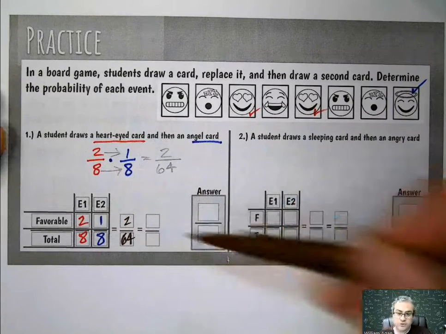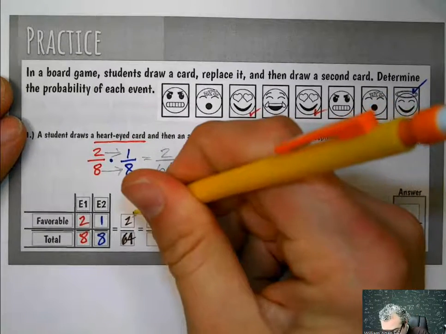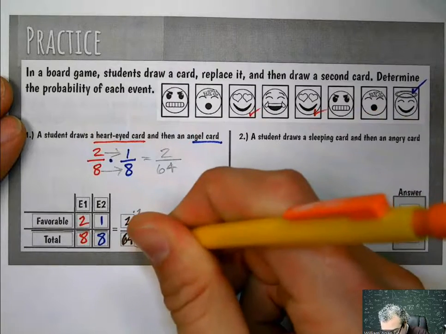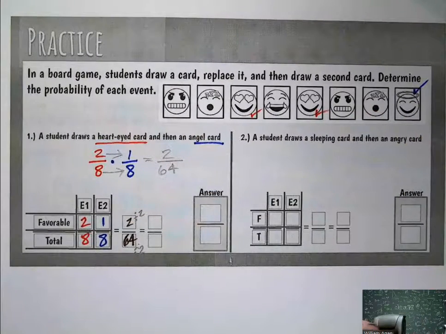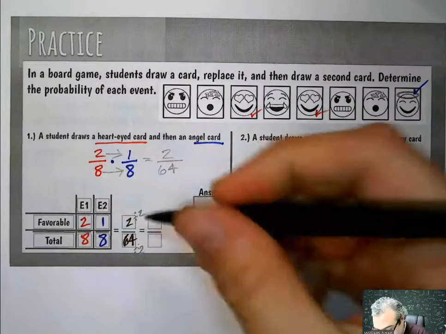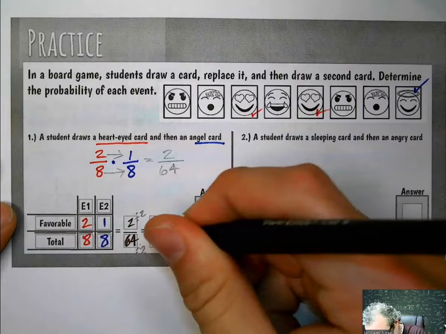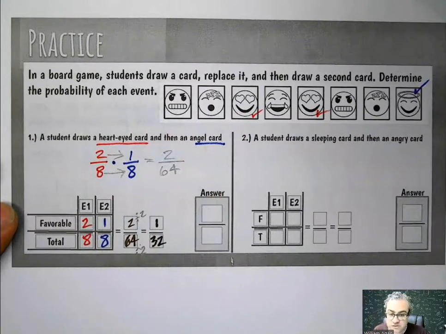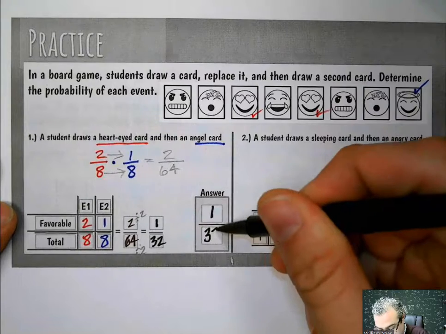This one right here is for you to simplify if it needs to be simplified. And this one definitely needs to be simplified. They're both even numbers, so you can divide them both by 2. 2 divided by 2 gives us 1. And 64 divided by 2 gives you 32. So your final answer, you would type right in here, is 1 over 32.